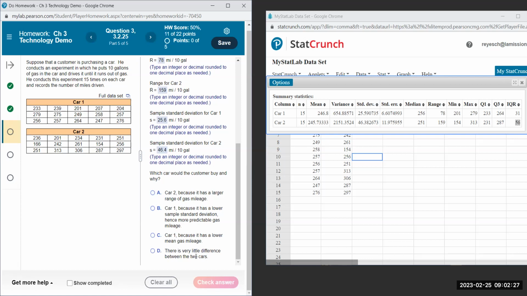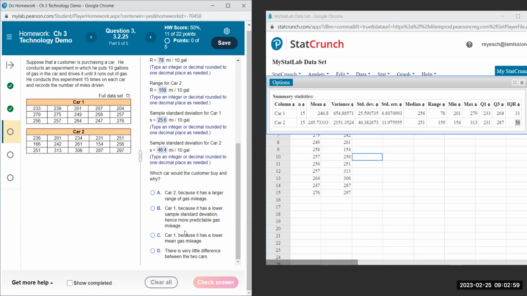Well, if I just looked at the mean, yes, but once I start analyzing the spreads, the overall range and the typical range, then they are different from each other. So I would buy car 2 because it has a larger range. Car 1 because it has a lower standard deviation, hence more predictable gas mileage. Car 1 because it has a lower mean gas mileage. There's very little difference. So not D.